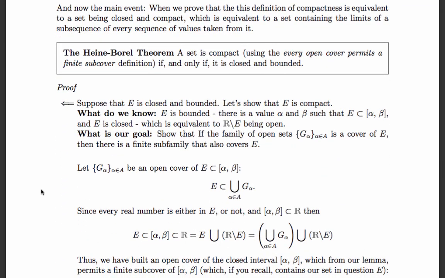And now to the main event, where we prove that this definition of compactness is equivalent to a set being closed and bounded. That's a typo. That should say bounded, which is equivalent to a set containing the limits of a subsequence of every sequence of values taken from it.